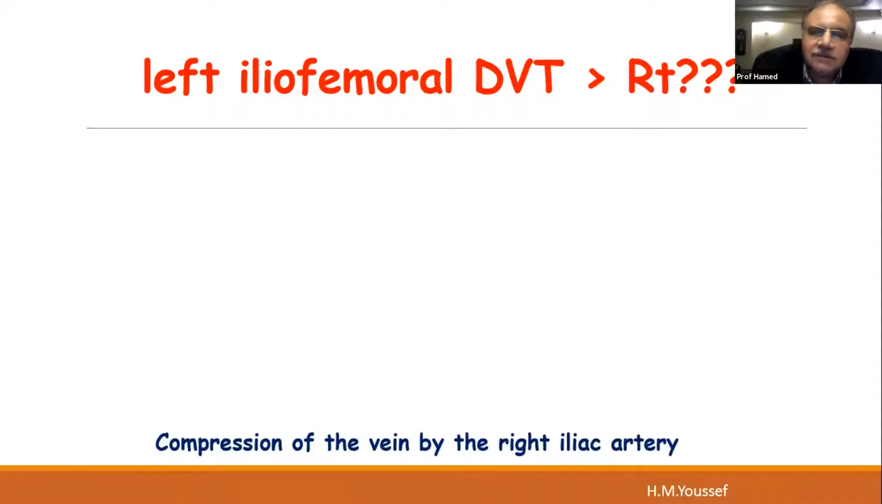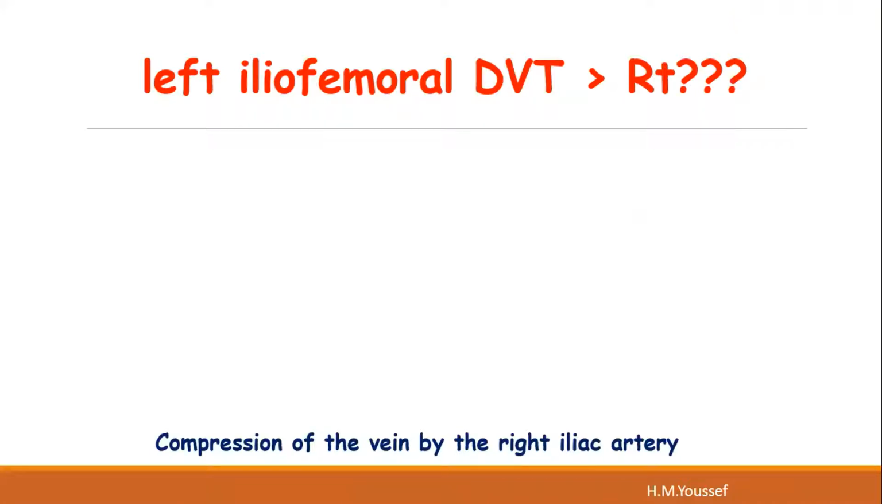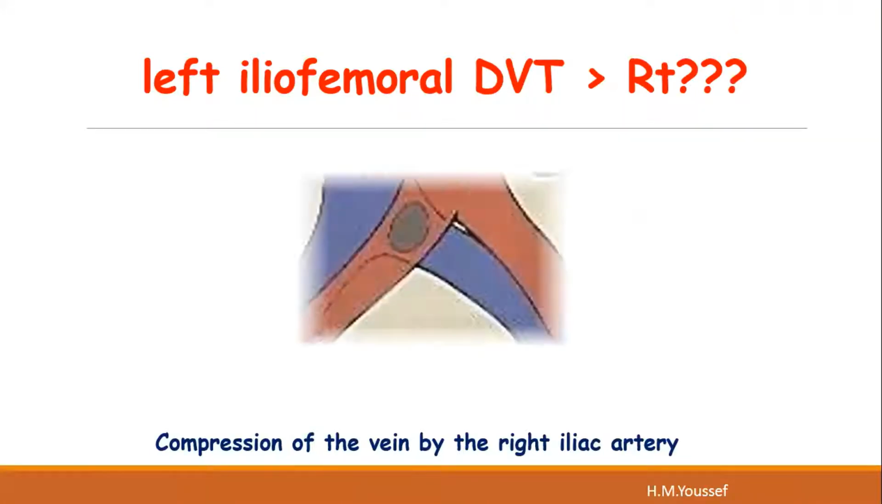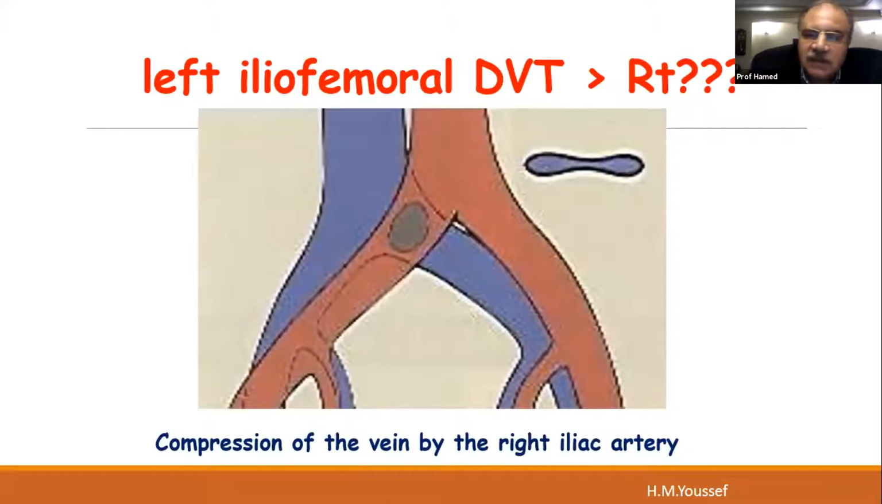Dr. Marwa, left or right? I think left is common. Left is more common than the right, simply because the left vein is compressed by the right iliac artery, and so the left iliac vein is more liable to develop DVT because it's compressed by the right iliac artery.